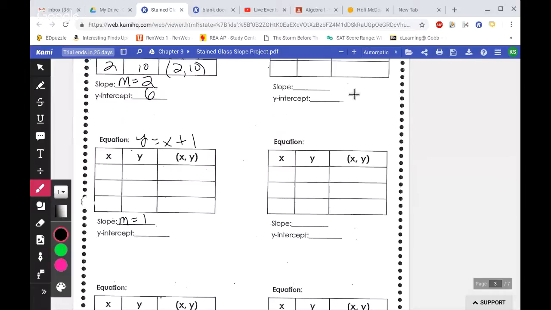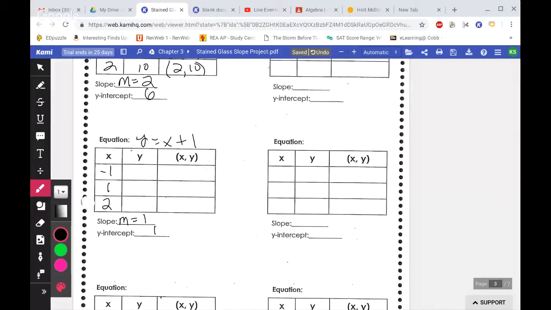Eli, what is the standalone constant in this particular one? 1. Okay. All right, so that's your y-intercept, okay? Yes, ma'am. So your slope is 1 and your y-intercept is 1. So now what you're going to do, once again, I can pick any numbers that I want to, and I just pick some simple numbers so that the math is a little easier, okay?